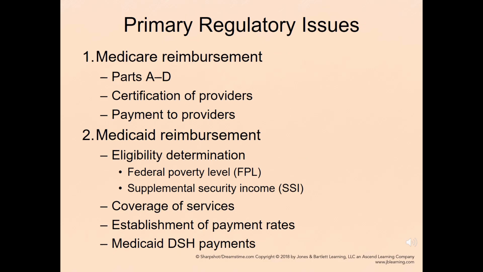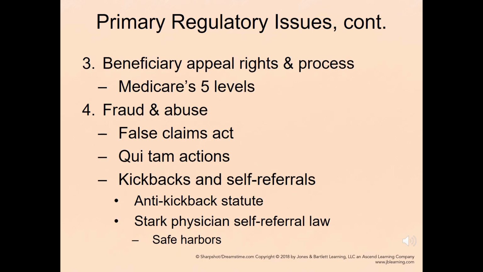Primary regulatory issues related to Medicare reimbursement affect all parts, Part A through D, the certification of providers, and the payment to providers. For Medicaid reimbursement, the issues are eligibility determination at the federal poverty level and Supplemental Security Income, what services are covered, and the established payment rates and the Medicaid Department of State Health Services payments. Beneficiaries have 5 levels of Medicare appeals in their process.